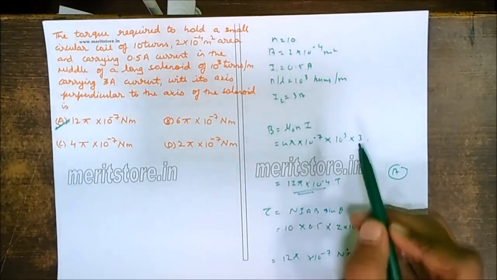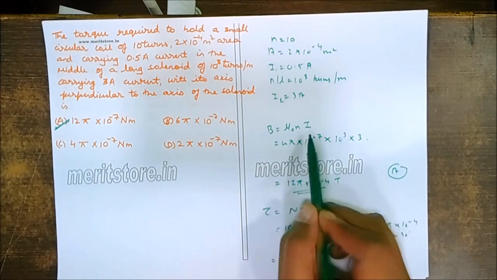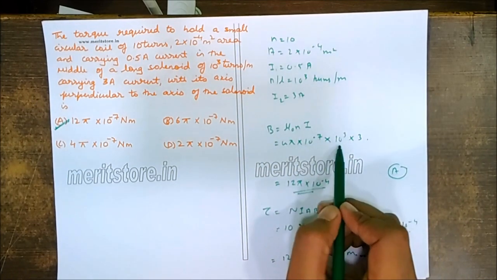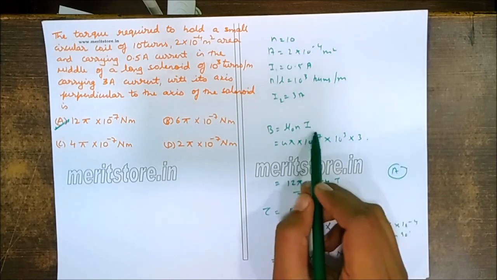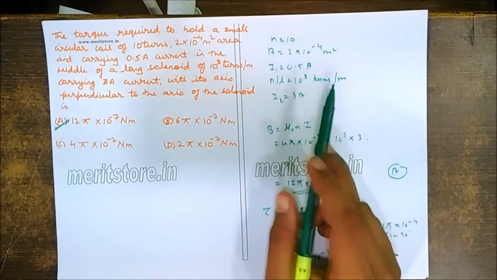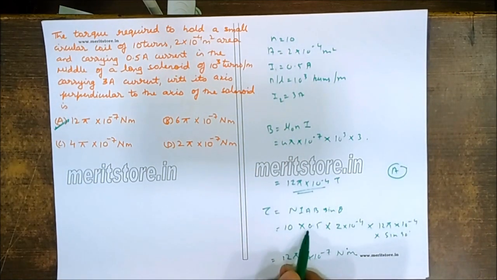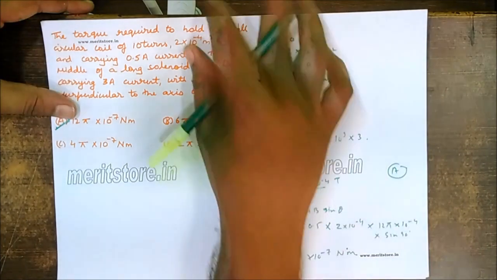So we'll revise this sum. We say B is equal to mu naught N i, 4 pi into 10 raised to minus 7 into 10 raised to 3. This is turns per length. So 10 raised to 3, and I that is inside the solenoid is 3. Hence we took 3 and not 0.5. Now torque due to 0.5, hence I is 0.5, N is 10, A and B respectively, and we'll get the answer 12 pi into 10 raised to minus 7 Newton meter.